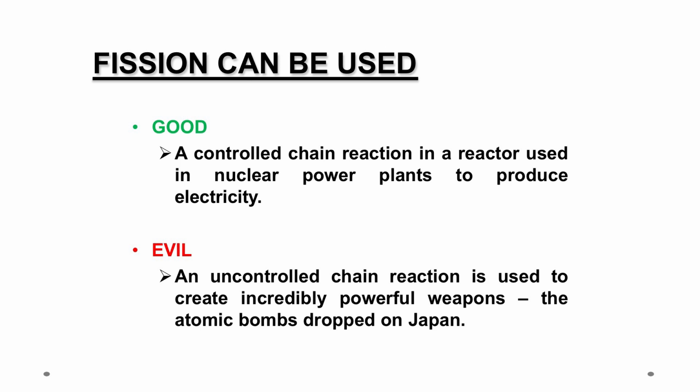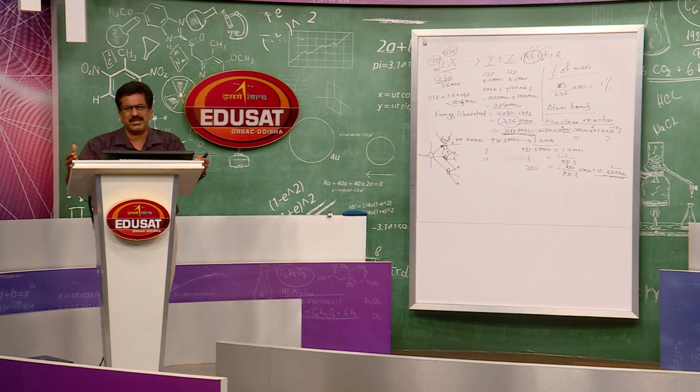So, for the good sense, a controlled chain reaction in a reactor is used in nuclear power plants to produce electricity. That is the main, proper use. But in a different way, where the fission process is used, that is the atom bomb.